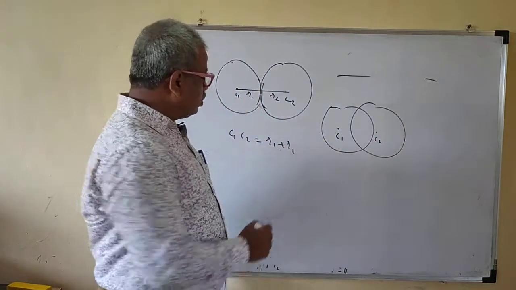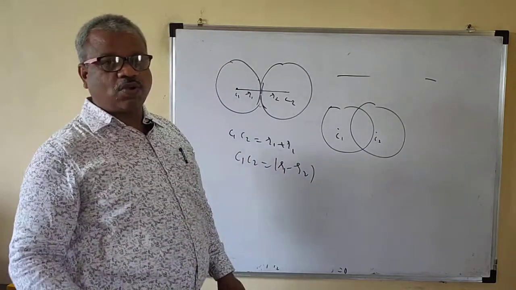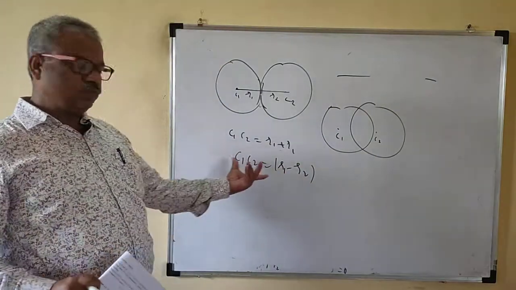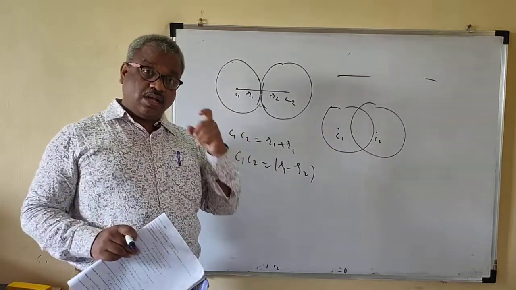Okay, so the distance between C1 C2 is the modulus of R1 minus R2. Just modulus of R1 minus R2. Okay, so for the internal case, just do this one. Note that, check the correct option.